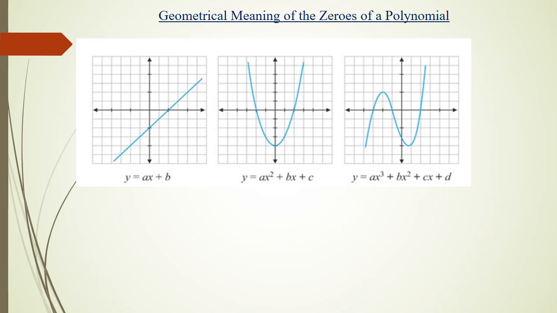Let us understand the geometrical meaning of zeros of polynomials using graphs. You can see in this picture there are 3 graphs representing linear, quadratic and cubic polynomials respectively. If I consider the first graph, you can see that there is a straight line that is cutting the x-axis at one point. We are not bothered about where it is cutting the y-axis, but only about the x-axis. You can see this straight line is cutting the x-axis at only one point, and therefore the x-coordinate of this point is considered as the zero of that polynomial.